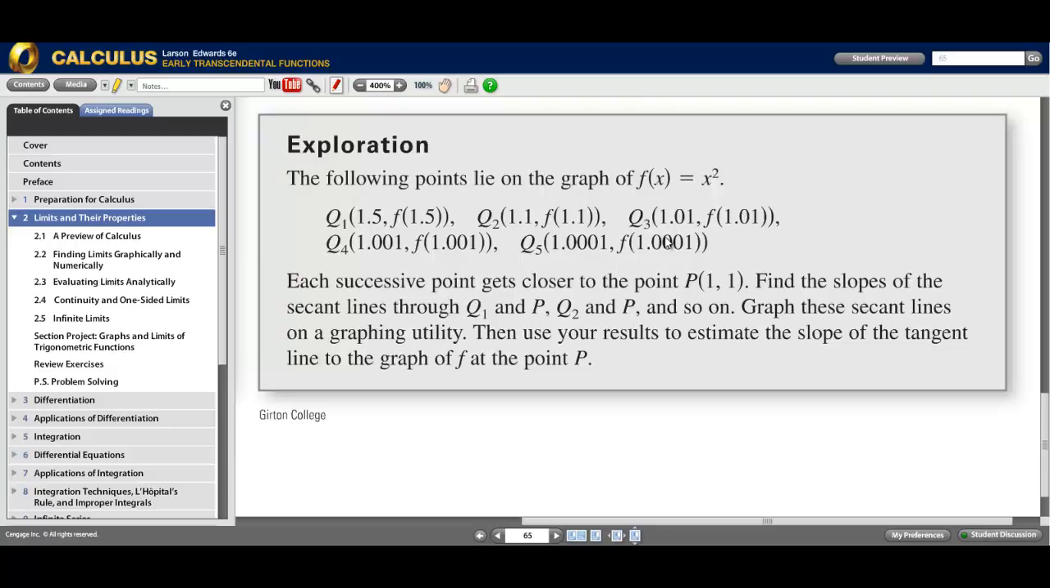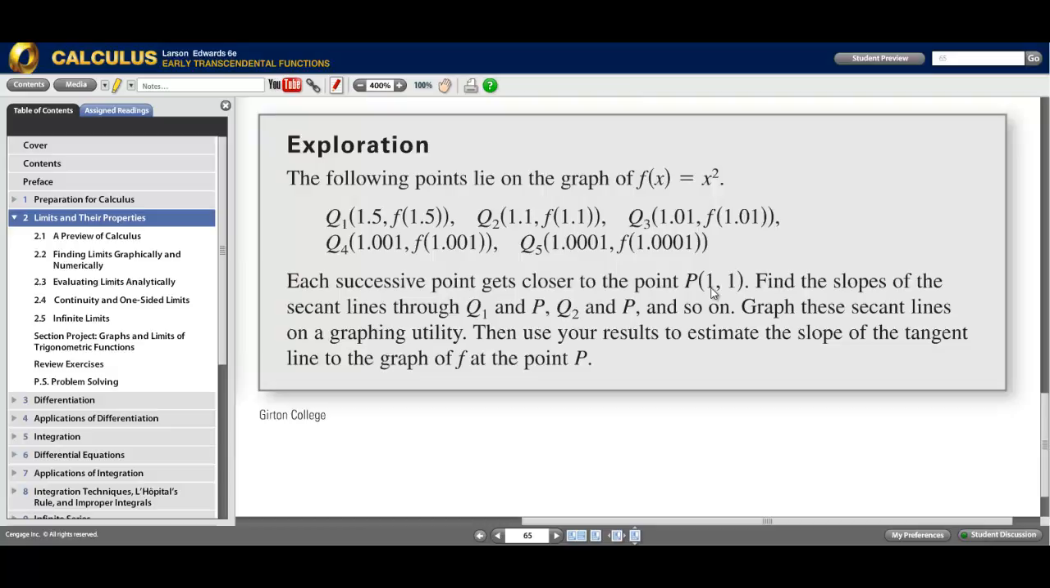So it says the following points lie on the graph of f of x equals x squared. You have point P, the point (1, 1). And then what you're doing is you're taking points Q that have x values that are getting progressively closer and closer to 1, the x value of 1. And what we want to do is look at the slopes of the secant lines of each of those.